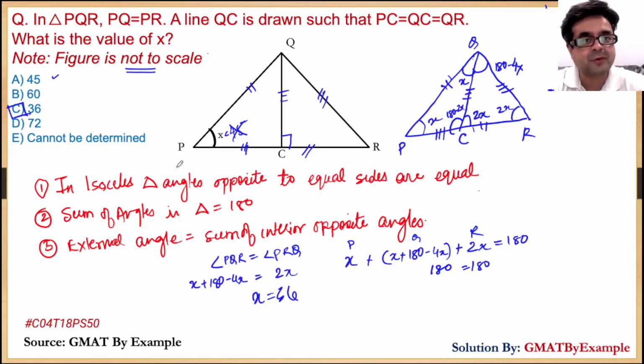Very, very straightforward if you follow step by step and do not get stuck in a bad assumption when you assume everything is given to scale, or in this part of the equation where 180 comes out to be 180 and you don't get any value of X. As a result, you mark E as the answer, that X cannot be determined.